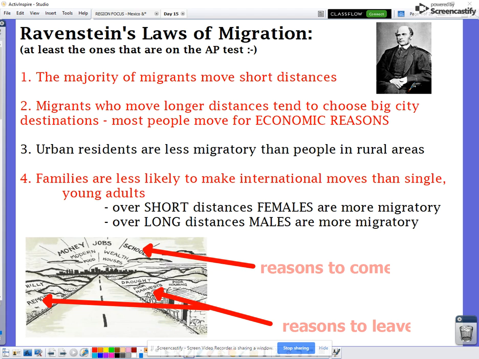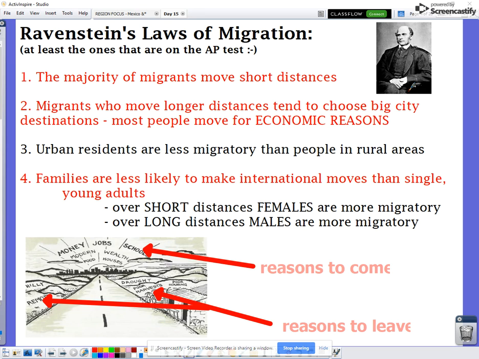Number 3 would be urban residents are less migratory than people in rural areas. So you are less likely to move if you live in a large city than if you live in a rural area. The way I always like to explain it is, most of you at some point in your life will live in a big city, whether that's to go to college or to go to work. You will look for an opportunity in a large city, at least at one point in your life or another. That is because the opportunity is there to make more money and to be provided for. And once you are there, it is much less likely for you to move from the large city into a rural area. We'll get to more about why that happens later.